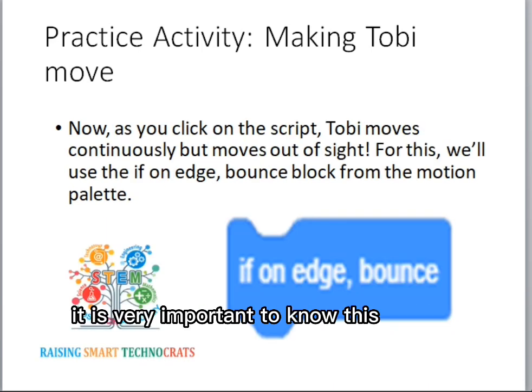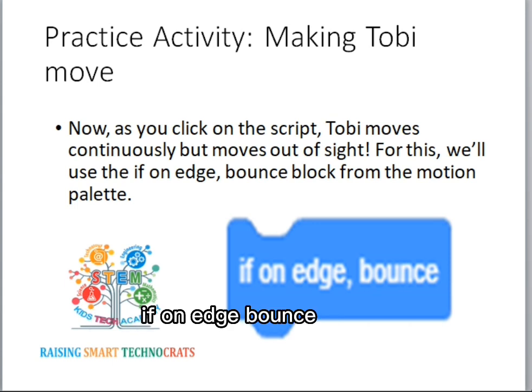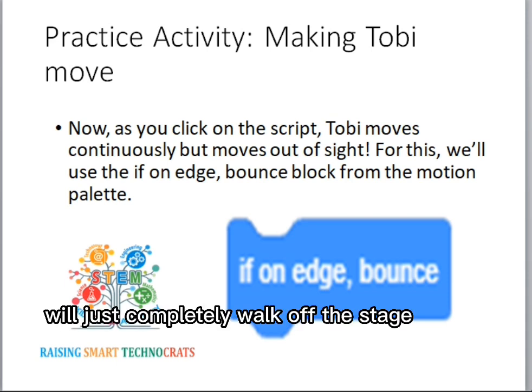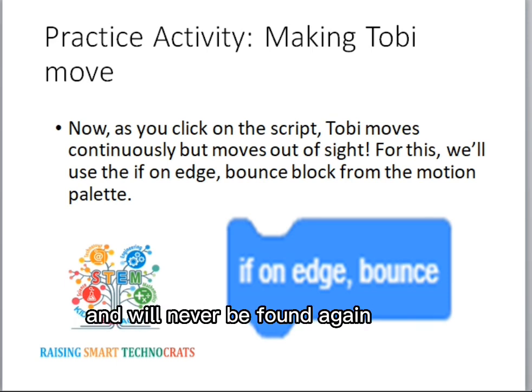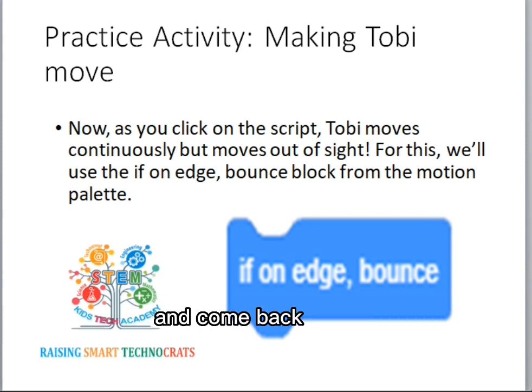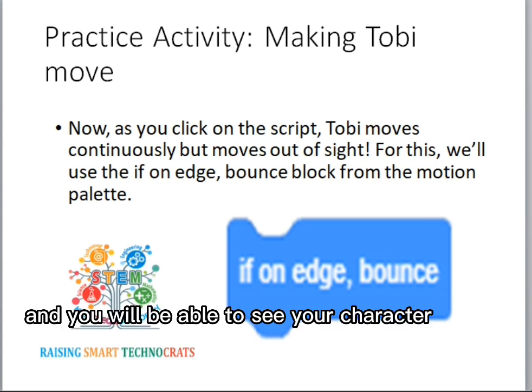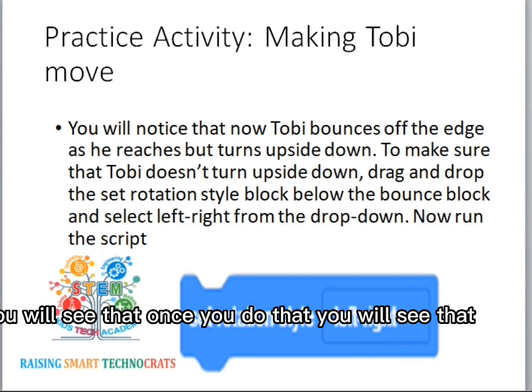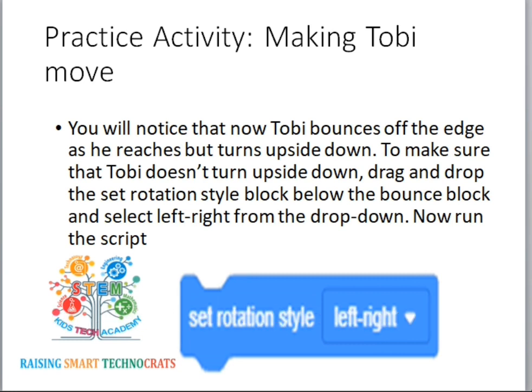Now it's very important to know this. If you look at the screen, you see there's a block there with "if on edge, bounce" written on it. If you don't add this to your character, your character will just completely walk off the stage and will never be found again. You don't want that to happen. You want your character to walk to one edge of the stage and come back, so you'll be able to see your character wherever it's going. You need to add that to the script you are writing. You will notice that once you do that, your sprite will get to one side of the stage and then come back.